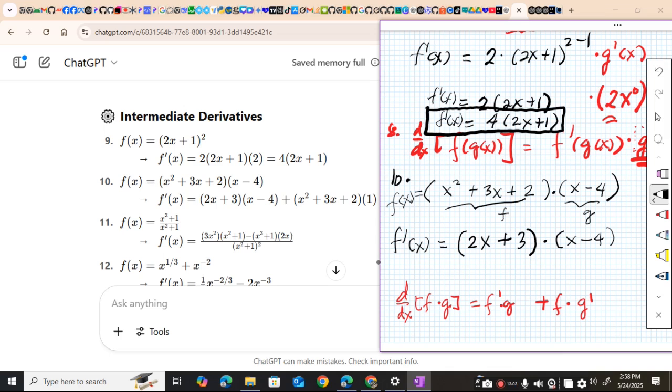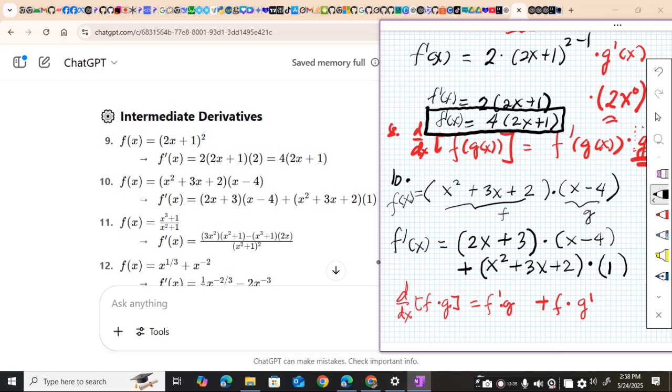And then we add it plus to the function f, and then we need to copy the function f here, which is x squared plus 3x plus 2, and then we need to multiply it to the derivative of g. G is simply x minus 4, so that its derivative is, we bring down the power of x, which is 1, and then multiply it to x raised to 1 minus 1.